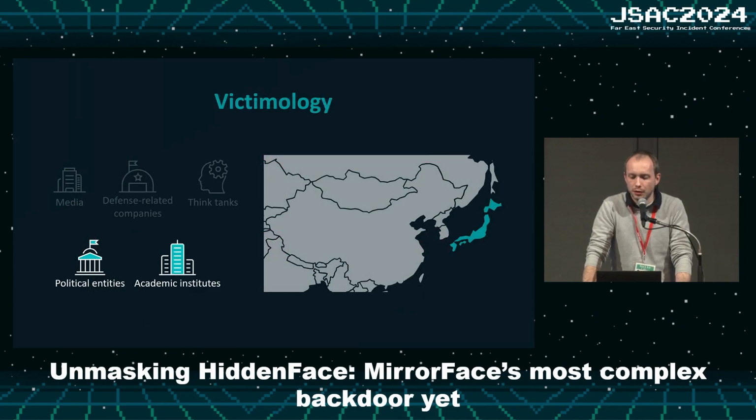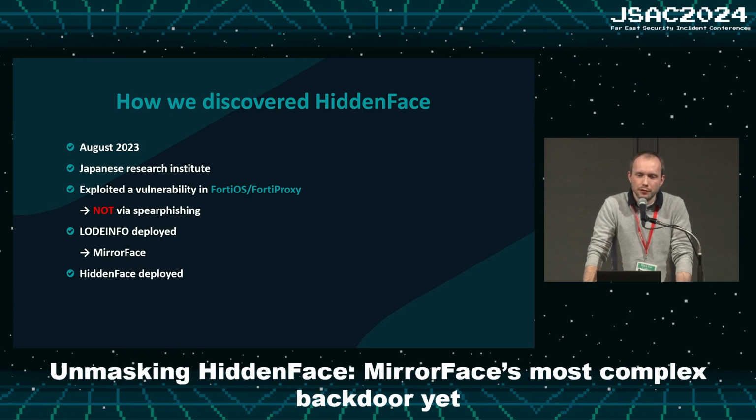Following the common MirrorFace targeting, HiddenFace was observed being used only against entities based in Japan, in particular against political entities and academic institutes. We discovered HiddenFace during an analysis of an attack that was carried out in August 2023 on a Japanese research institute. In the attack, MirrorFace exploited a known vulnerability in the FortiOS, or Fortinet proxy solution, and this was very interesting to us, because up until then, MirrorFace had been observed to use spear phishing only in their attacks. During the attack, LODEINFO was deployed on the compromised machine, so that was a clear indication to us that we are dealing with MirrorFace. And since HiddenFace was deployed shortly after LODEINFO, the attribution was quite straightforward.